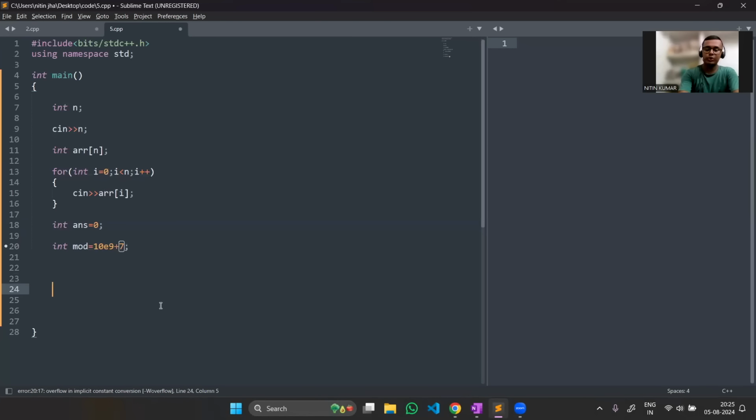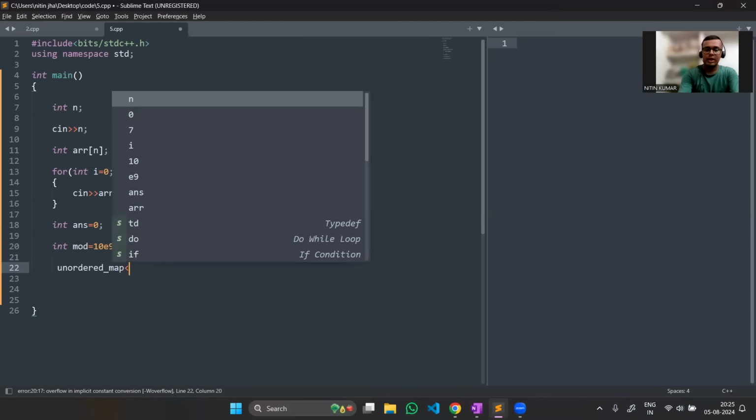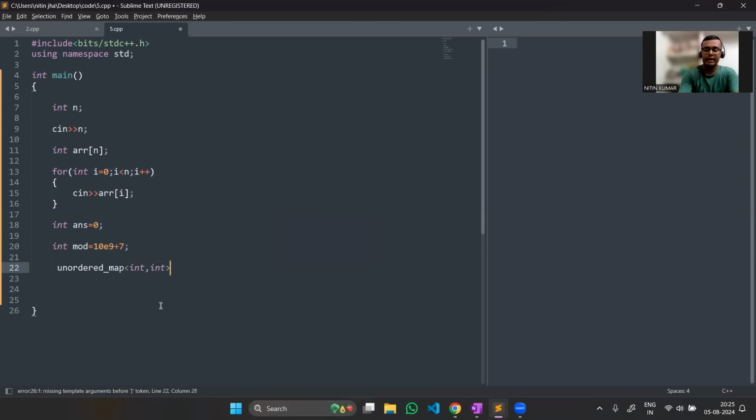So now what I'm going to do, I just have to create a map. In C++, I can create a map, unordered map, int comma int, and then mp, the name of the map. Okay, the key value pairs will be stored in that map. Now what I will do, I will just run a for loop, int i equal to 0, i less than n, and i plus plus.